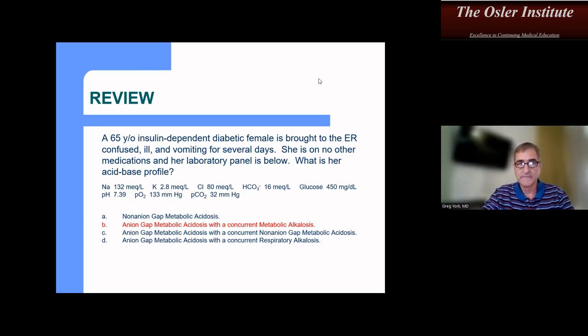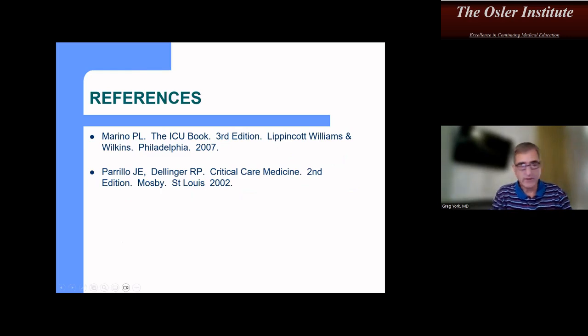Okay. That calculation at the end is a little confusing. Just take a close look at it, and hopefully it'll become obvious over time how to use the delta gap. Any quick questions before we take a 5-minute break while I swap out the slides? Any quick questions on fluids, electrolytes, and acid-base?